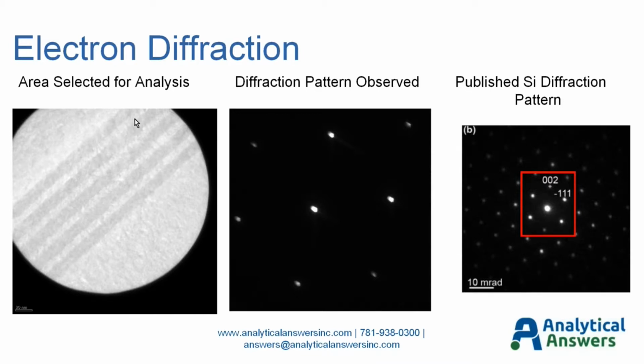But if we take a diffraction pattern from this entire area, we get this very nice spot diffraction pattern indicating single crystal growth. And if we compare that to a published diffraction pattern from silicon, you can see that we have no extraneous spots. We truly do have single crystal epitaxial material. So the diffraction capability allows you to get crystallographic data from your sample as well as just imaging.